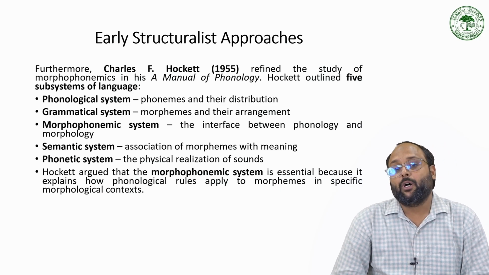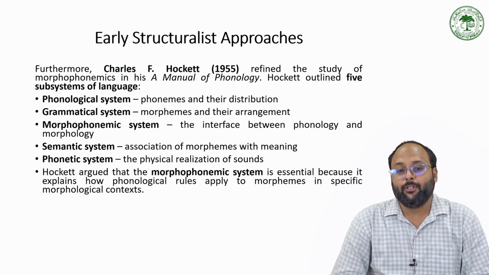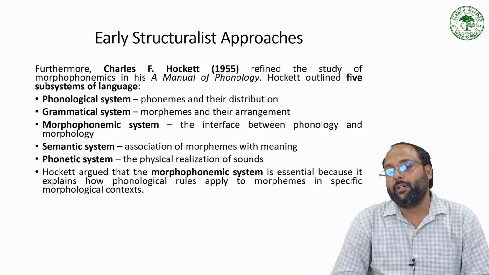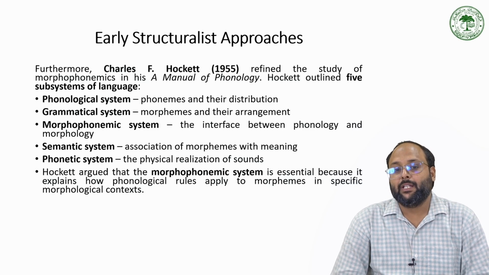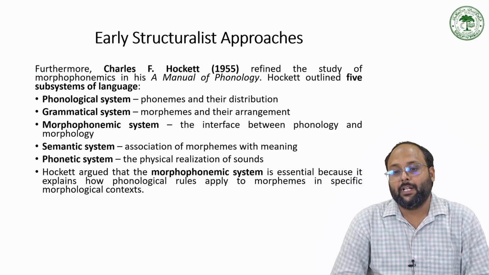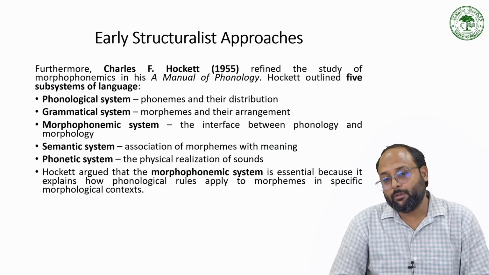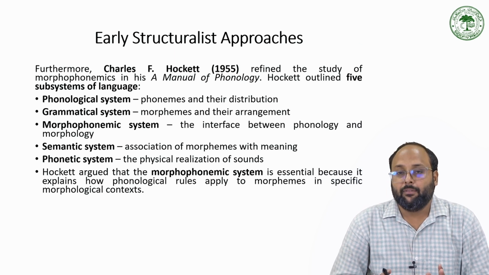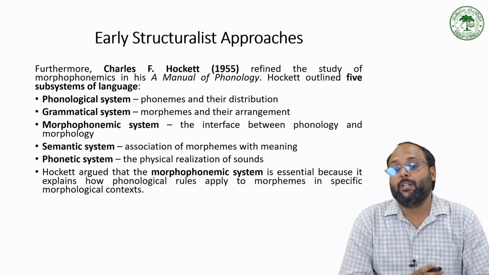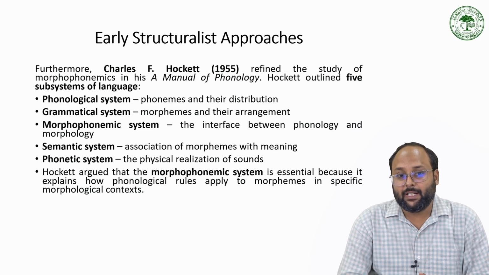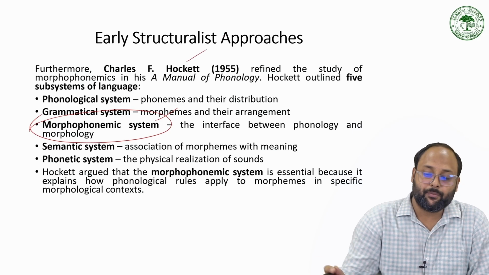Hockett argued that the morphophonemic system is essential because it explains how phonological rules apply to morphemes in a specific morphological context. They describe certain phonological conditions, rules, or environments that apply to morphemes in a specific morphological context, in which the morpheme has different alternations and variations, and those variations occur because of certain phonological rules and conditions. That is described under the morphophonemic system.